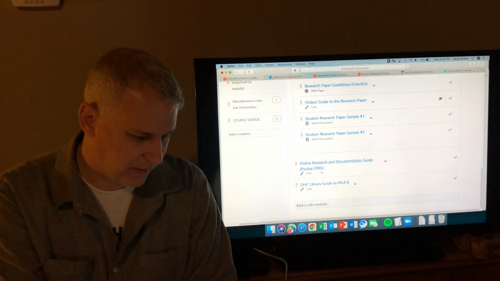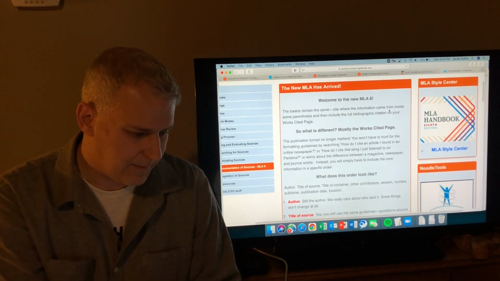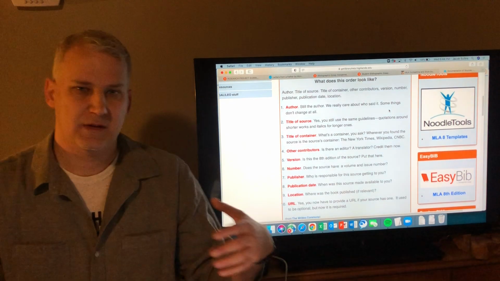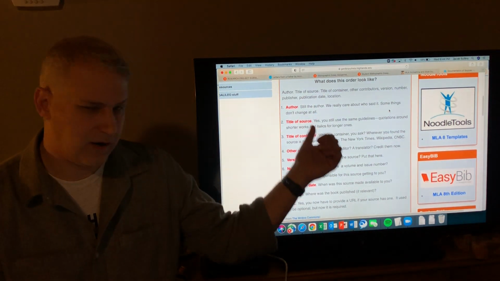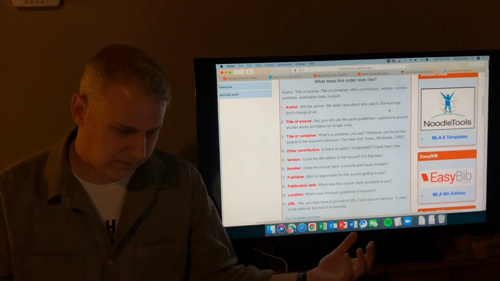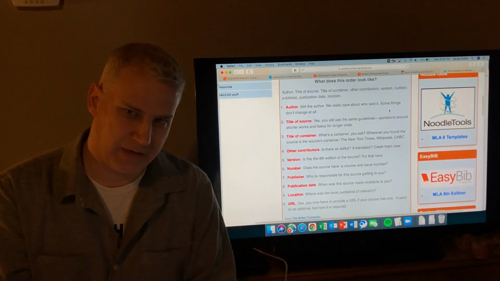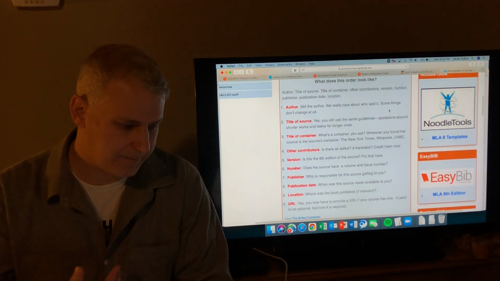The Highlands Library Guide, if you pull it up, walks you through. MLA Works Cited is really just based on this list. If you start making an MLA Works Cited, the first thing you put is author. If you have an author, first thing's the author. The second thing is the title of the source, like the title of an article in a newspaper, a magazine, or a scholarly journal, or something like that.